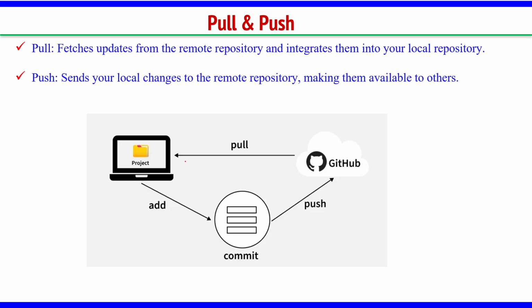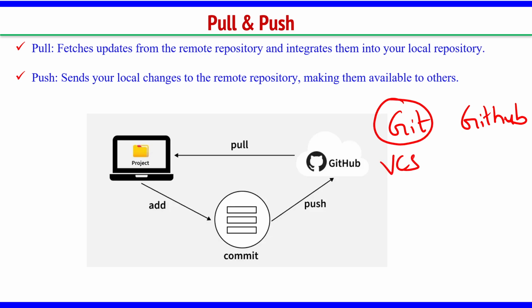And the final one is pull and push. Now for this you have to understand the example of Git and GitHub. What is Git and what is GitHub? See, Git is a version control software. Using Git, I can work in my local machine.